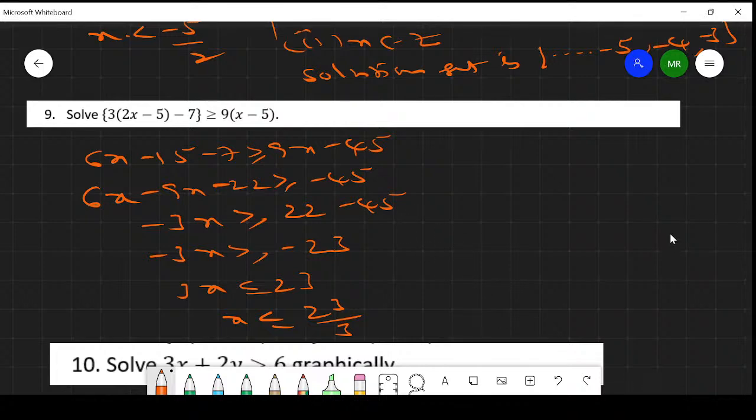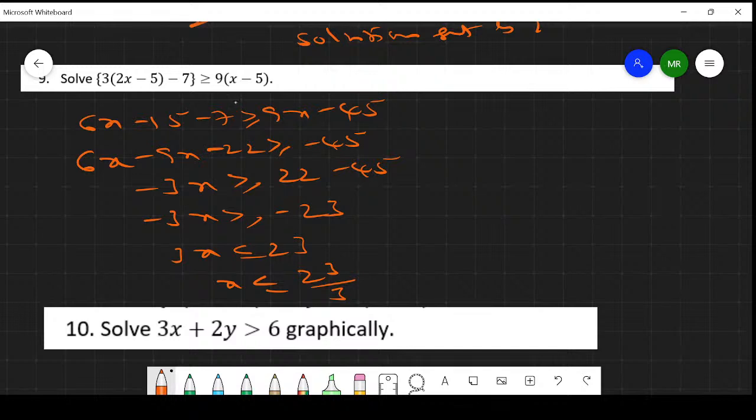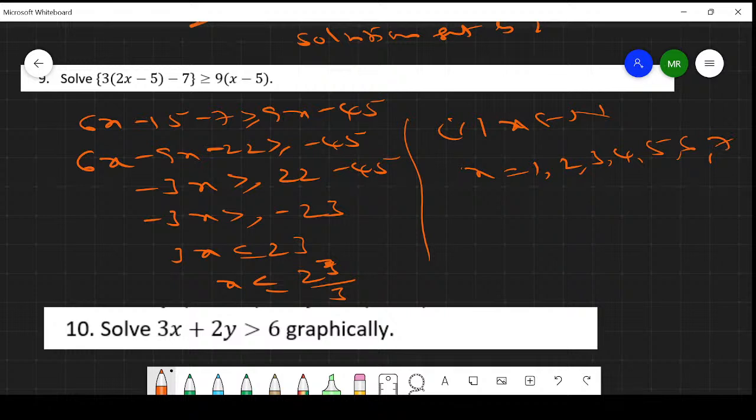They didn't mention anything here, natural number or anything else. If they mention it, I can answer according to that. For example, suppose x is a natural number. When x is a natural number, you get 7 point something, so the solution set is x equal to 1, 2, 3, 4, 5, 6, and 7 also. So these are the numbers, the solution set is finite here.